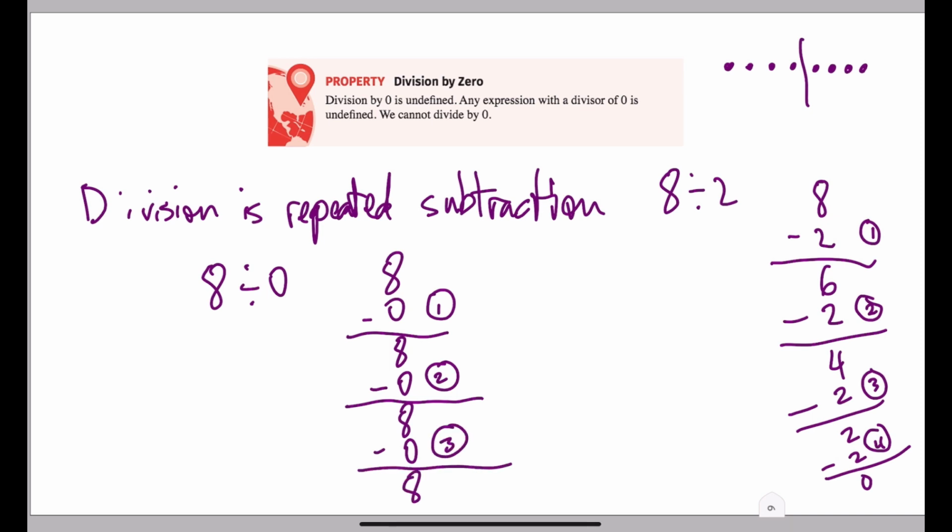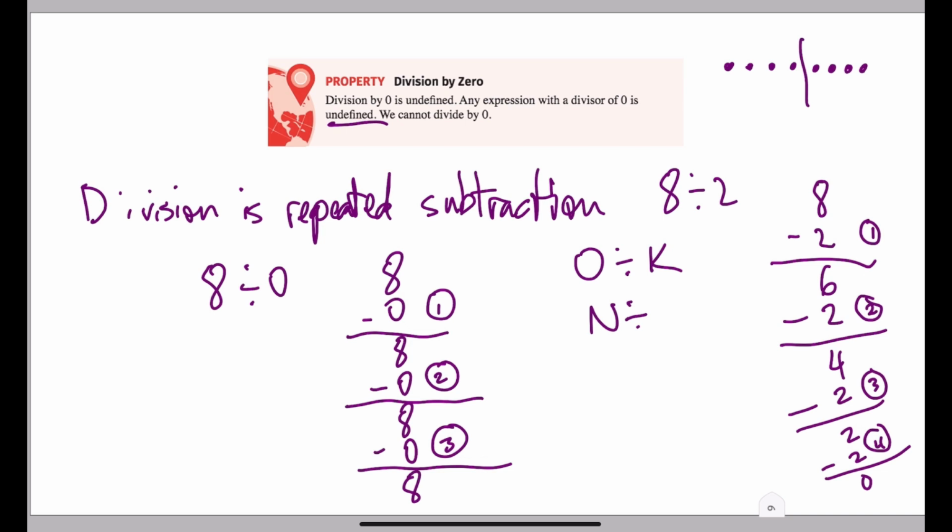So you can see what's happening is I can take away an infinite number of zeros from 8, and it would never decrease. It would never diminish. And so what that means is that whenever I divide by 0, the result is undefined, because really the answer could go to infinity. There's no way to know it. It's not defined. So whenever we divide by 0, it's undefined. One way to think about it is if the number comes first, that's okay.